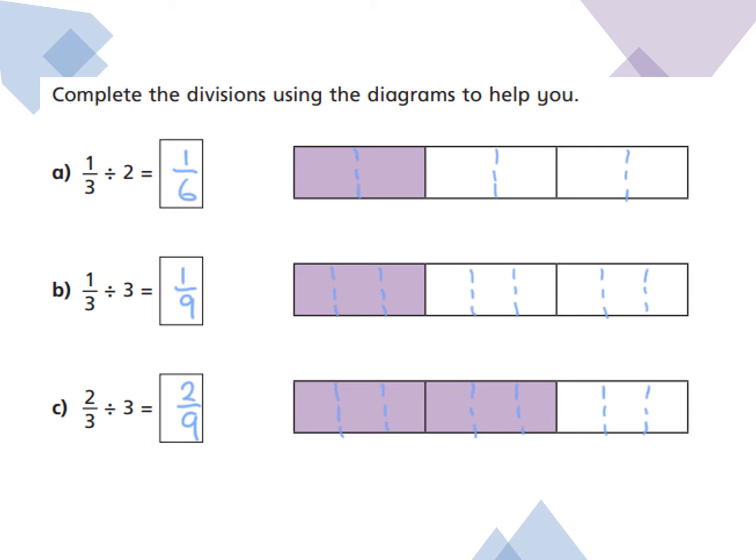For C, again, the numerator stays the same, but again, we've divided it by 3. So 2/3 divided by 3 is 2/9. We've still got the 2, but now we've got 9 sections. Okay, you can clearly see that we need to use our multiplications, but we're looking at the numerator staying the same. It's the denominator and the division amount that we need to change.